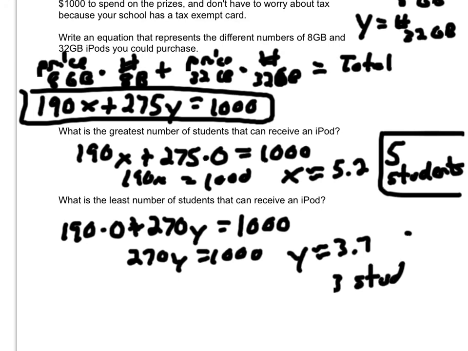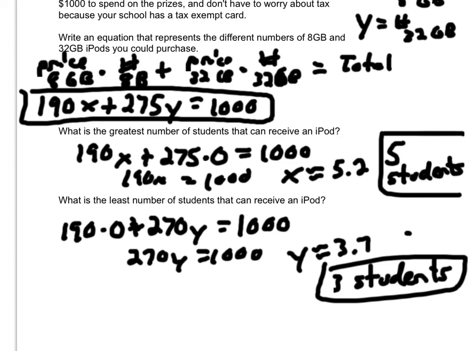So if we get all expensive iPods, all the 32 gigabytes, then 3 students are going to get a prize at our raffle. And if we get the cheap ones, then 5 students are going to get a prize. So you just have to make an executive business decision there.